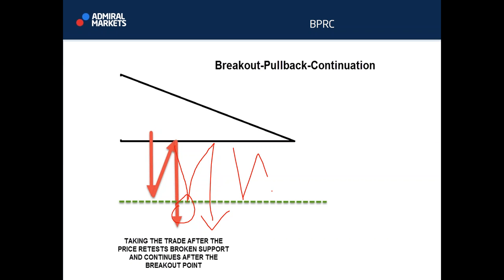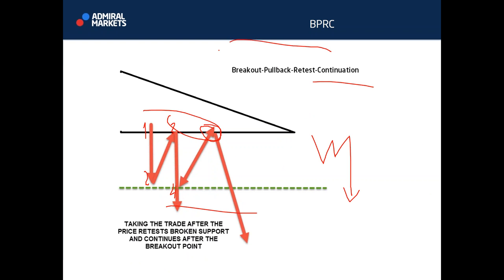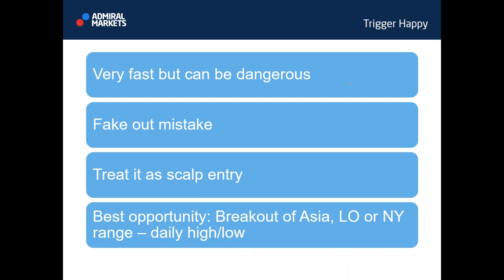So when you see this, guys, don't think immediately it will be a W. It can be this. It can be this. It might fool you into thinking that it actually wants to reverse, but it's just a breakout pullback retest continuation pattern. Trigger happy trades are very fast but dangerous, because from time to time, if you see a trigger happy trade, you might experience a fake out, and the fake out can be your mistake. Well, it does not necessarily mean that a trigger happy trade is bad.